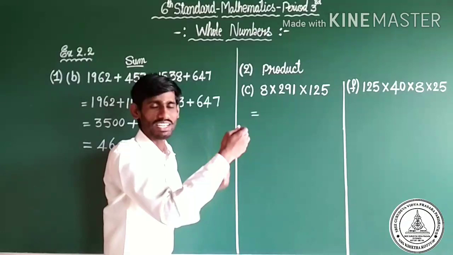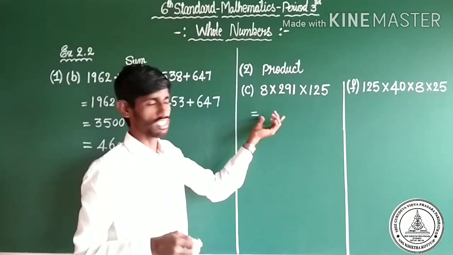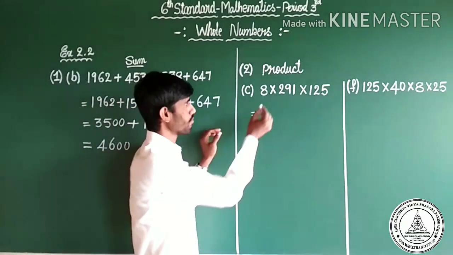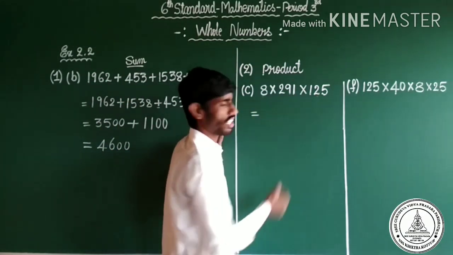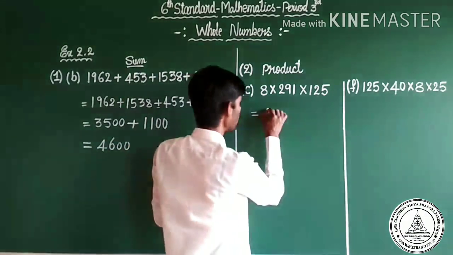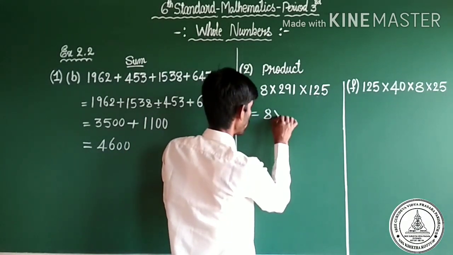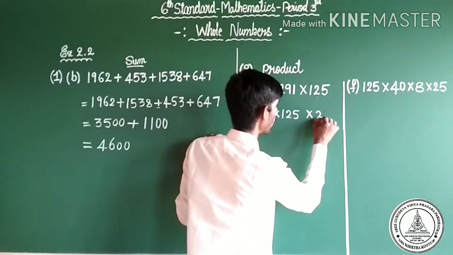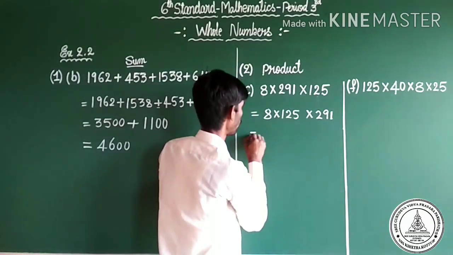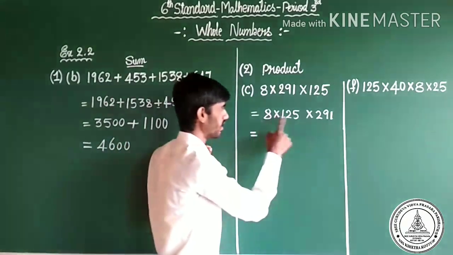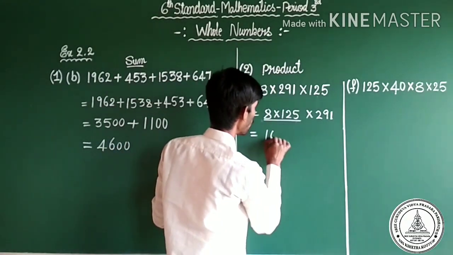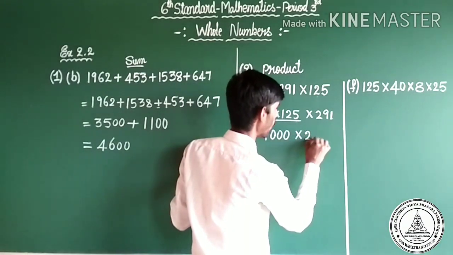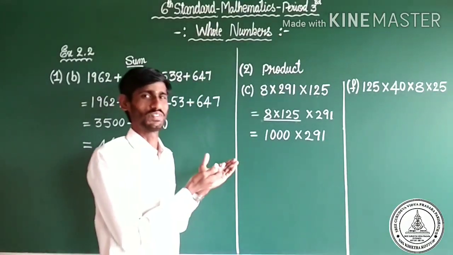How do we rearrange it? Okay, observe here. 8 into 125, what is the product? Actually 8 into 125 is 1000. I'll write 8 into 125 into 291. Okay, 8 into 125 is 1000. Are you clear? Into 291. How easy it is, observe here.